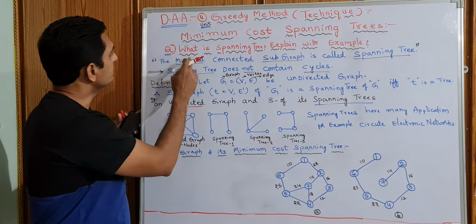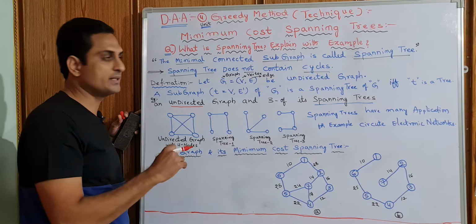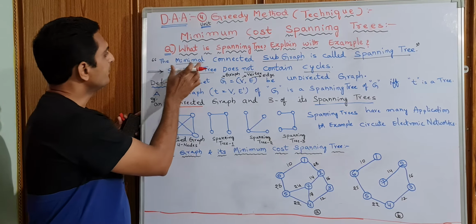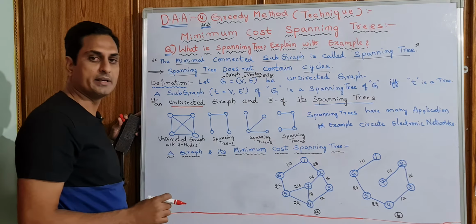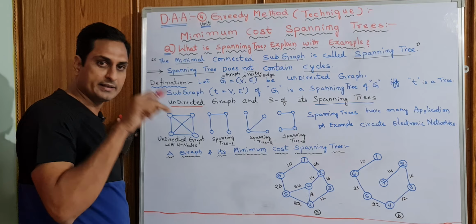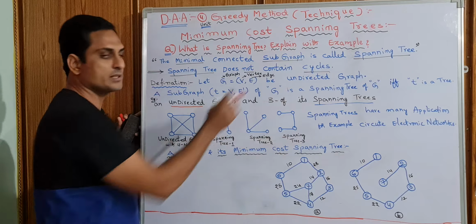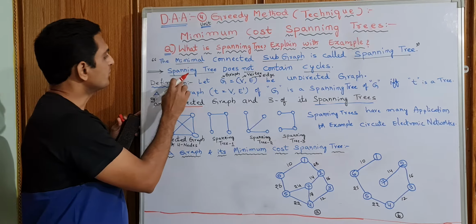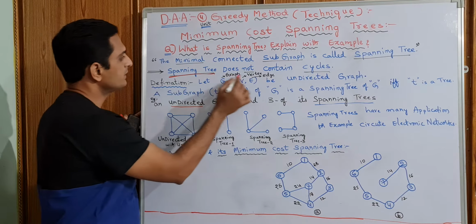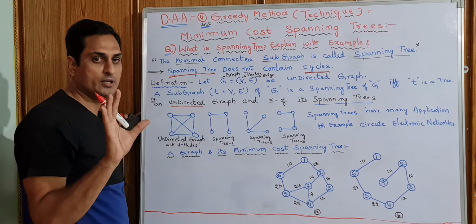The question may be asked like this: what is a spanning tree? Explain with examples. First we should know what a spanning tree is. Here, a minimal connected subgraph is called a spanning tree. In my last video I told you about directed graphs. Another note point is that a spanning tree does not contain any cycles, any repetitions, or loops.